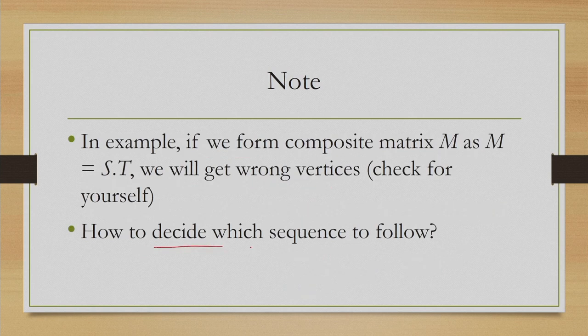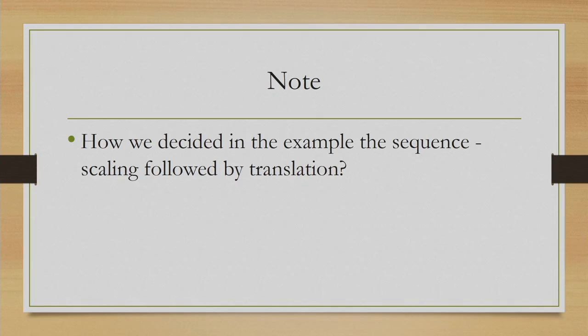So, how to decide which sequence to follow? Earlier, we simply said that first we will apply scaling and then we will follow with translation. On the basis of what did we make that decision? Let us try to understand the example again, where we made that decision that scaling should be followed by translation. What was there in the example that indicated that this should be the sequence?